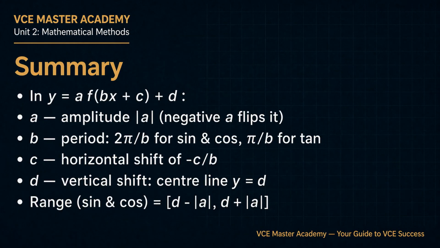Quick summary. In y equals A, f of bx plus c plus d, A is the amplitude, the size of A, and a negative A flips it. B sets the period, 2 pi over b for sine and cosine, pi over b for tangent. C gives a horizontal shift of minus c over b, and D gives a vertical shift, moving the center line to y equals d. The range for sine and cosine is from d minus the size of A to d plus the size of A.